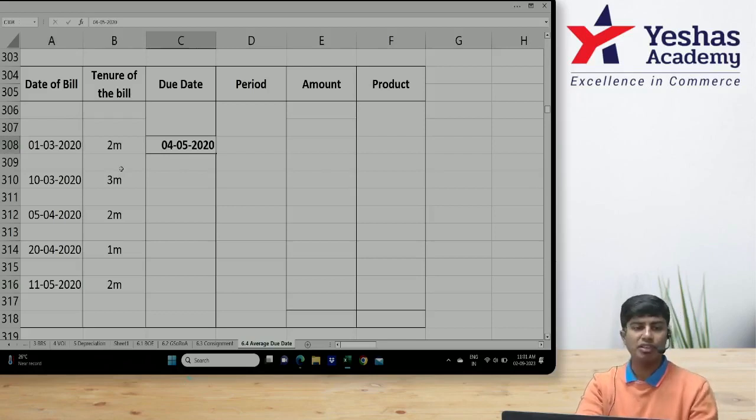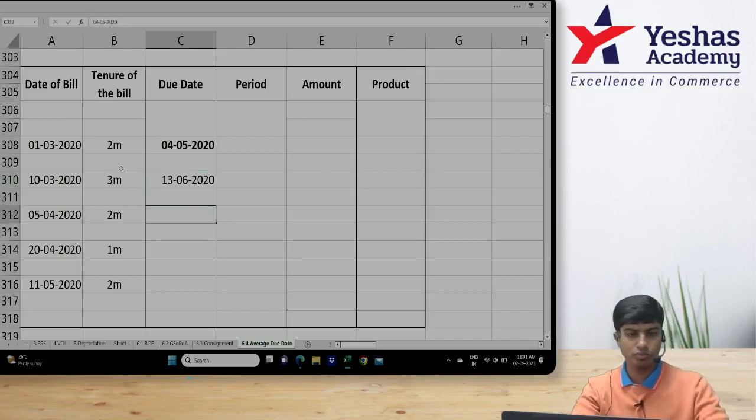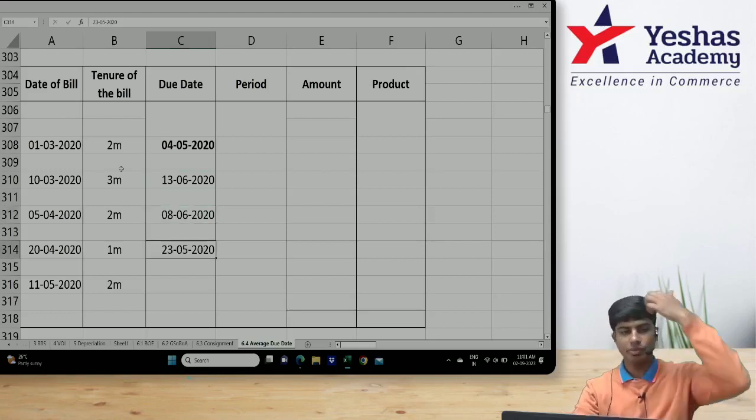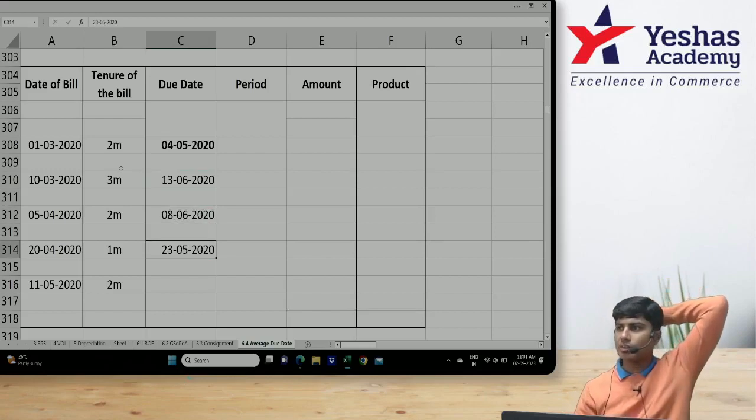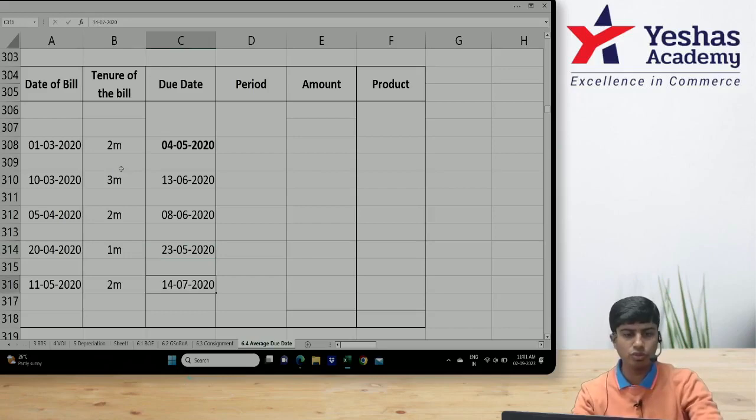Got it? After that, 10th of March 2020. From there 3 months: 10th of April, 10th of May, 10th of June, then 11th, 12th, 13th. 13th of June. 5th of April plus 2 months: 5th of May, 5th of June, then 6, 7, 8. 8th of June. Then 20th April plus 1 month is 20th May plus 3 days: 21, 22, 23. 23rd May. Then we have 11th of May plus 2 months: 11th of June, 11th of July, then 12, 13, 14. 14th of July.